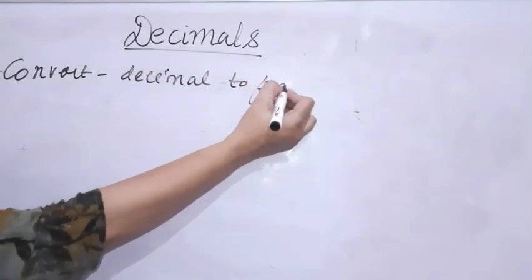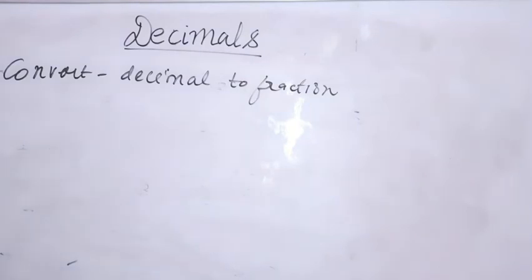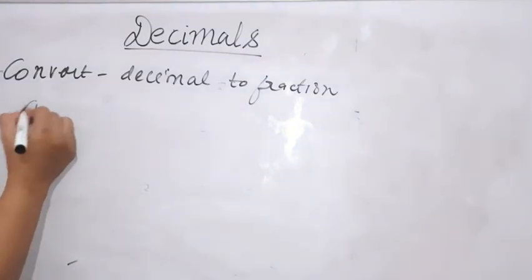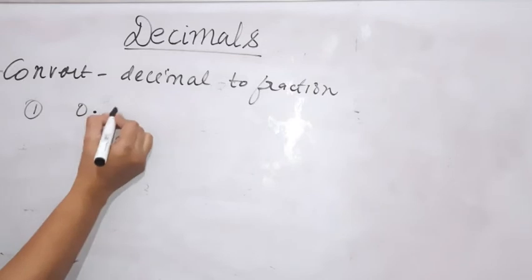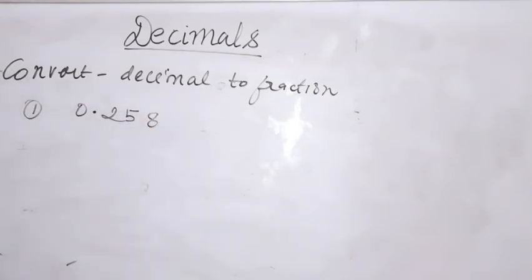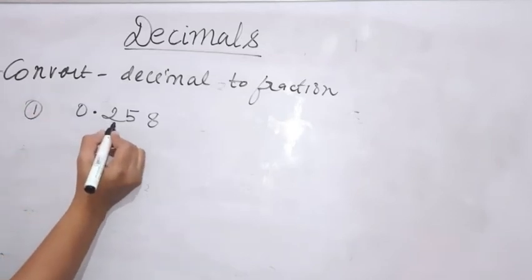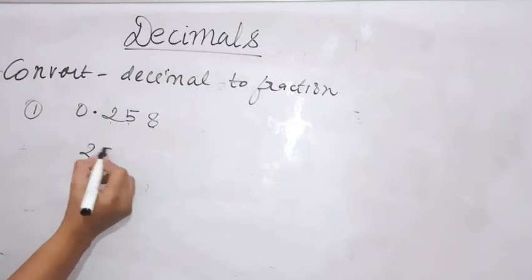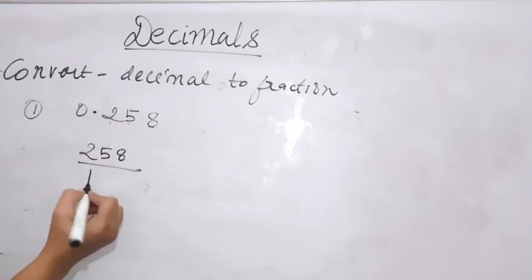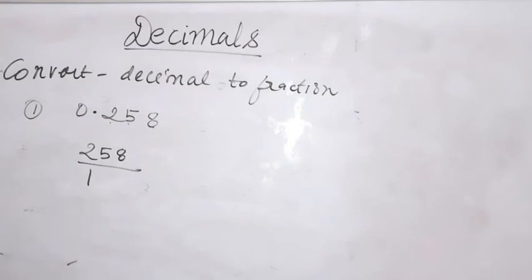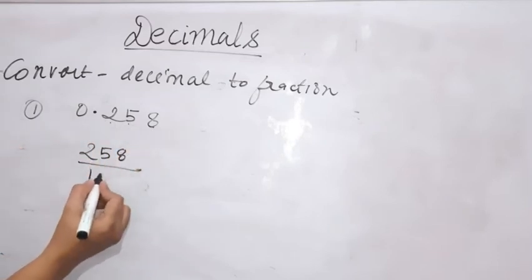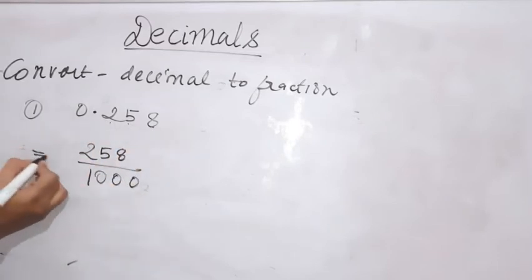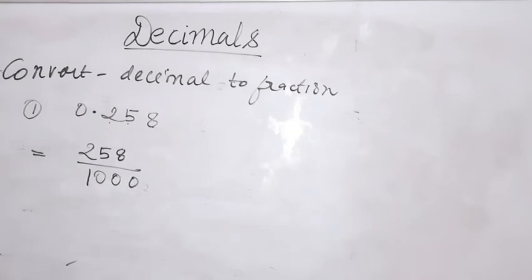Decimal to fraction. So students, you will be getting questions like this. For example, a number is written like this, 0.258. How will you convert this number into a fraction? It is very easy. Just count the total number of decimal places: 1, 2, 3. After the decimal point there are 3 digits. So it will be 258 upon 1 followed by three zeros. How many digits were there after the decimal point? 3 digits, so 1, 0, 0, 0. In this way we have to convert a decimal number into a fraction.